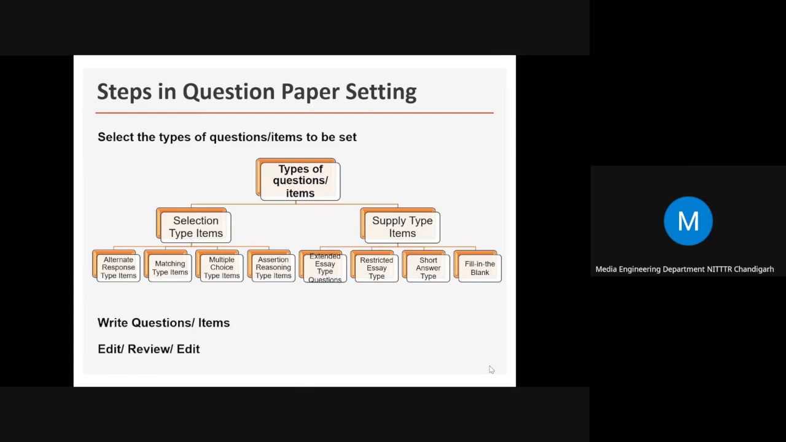Then we should discuss those questions with our colleagues, or if there is any reviewing committee in our institution, we should submit our questions to the program or departmental review committee, and then as per suggestions we should edit again. We should review and edit until we are satisfied that the statement is reflecting the same which I want to ask from the students.